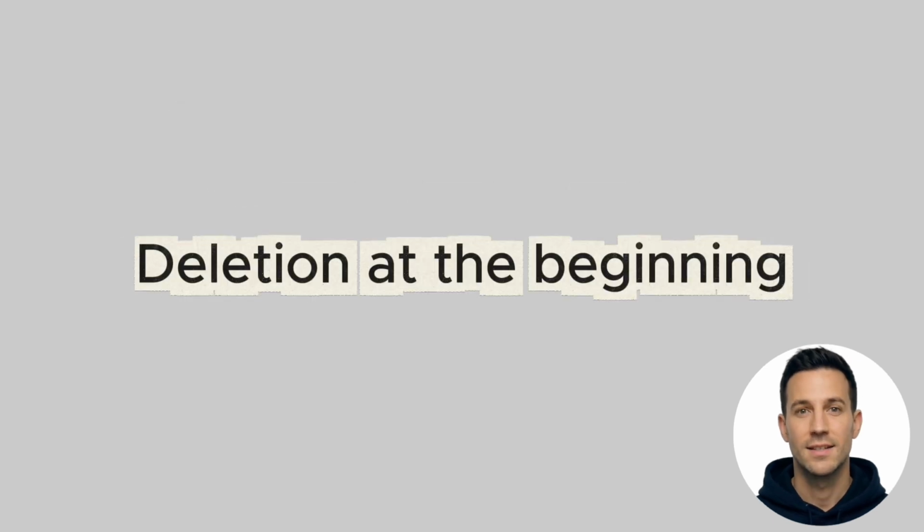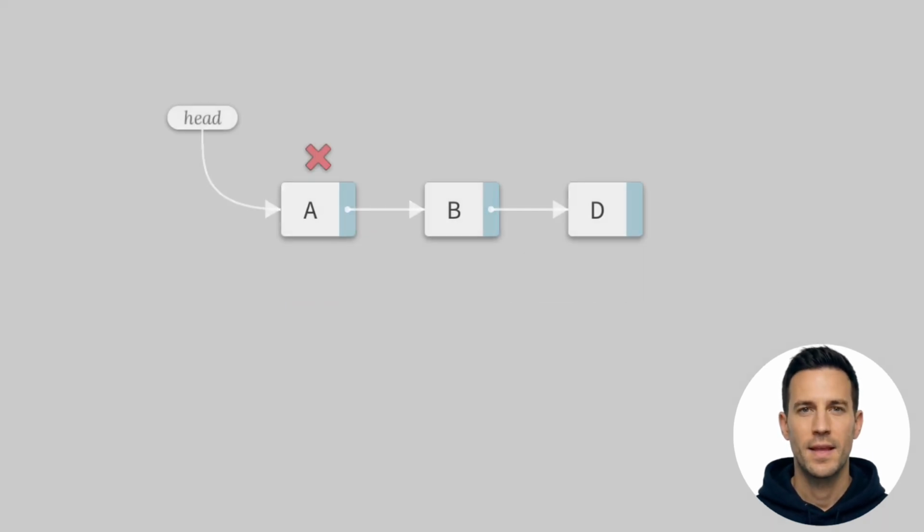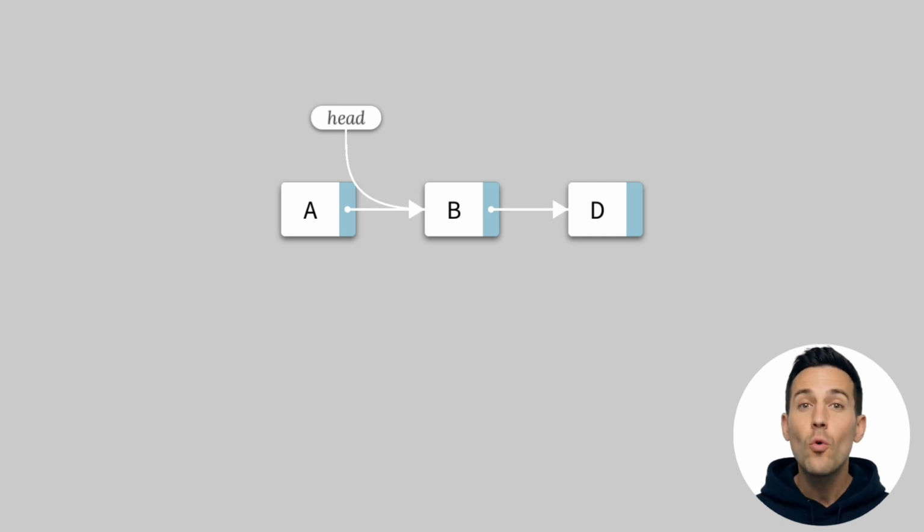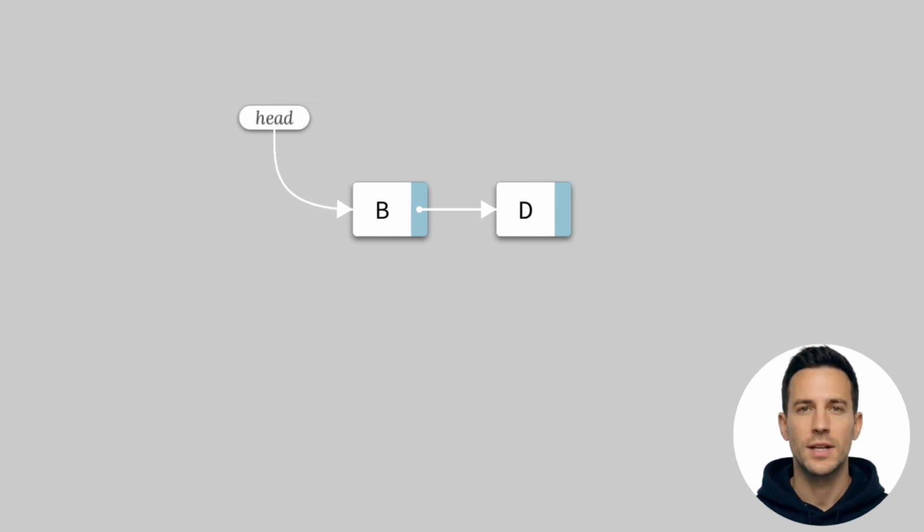And the last case, deletion at the beginning. This one is different. We don't need to traverse anything. We simply move the head pointer forward to the second node. That's the only thing we need to do. The first node has no references left. Nothing points to it, so it's gone in a single step.